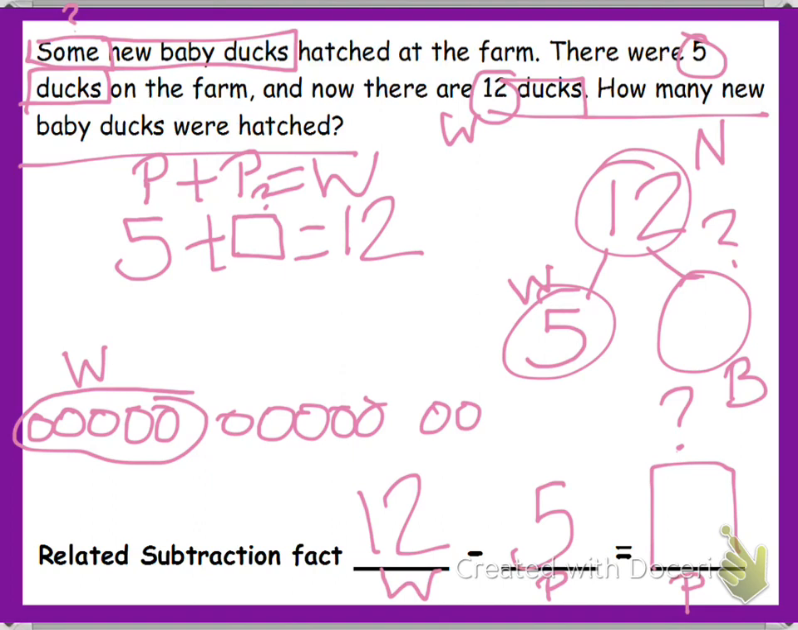Now we have to count how many are left over. We're going to label this. These are how many baby ducks hatched. So 1, 2, 3, 4, 5, 6, 7. So we know there were 7 baby ducks that hatched on the farm. So that means that 5 plus 7 equals 12. So 12 minus 5 equals 7.